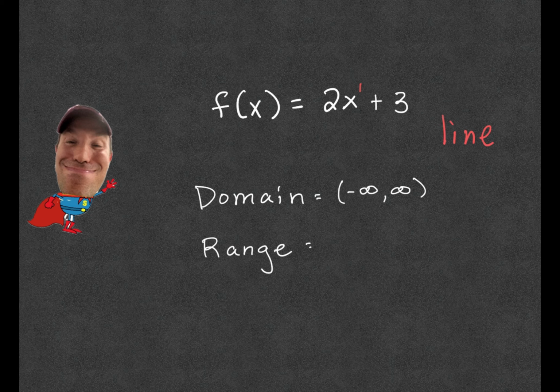Okay, how about the range? Again, it's a line. Are there any y values it can't be? No. For a line, it's going to be all y values: negative infinity to infinity. Always parentheses when we have infinity, because nothing can be added. We don't use brackets for infinity. Great. Let's take a look at the next one.